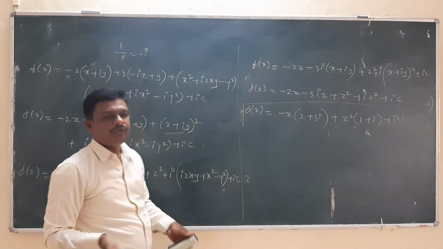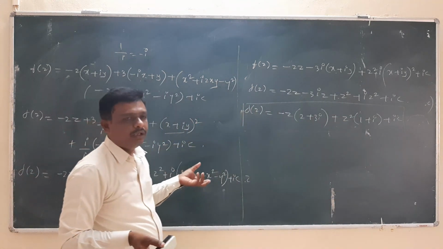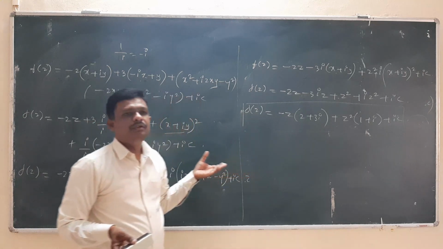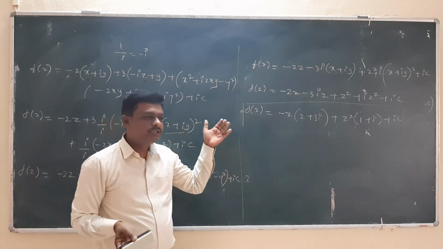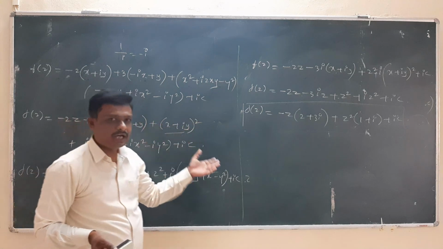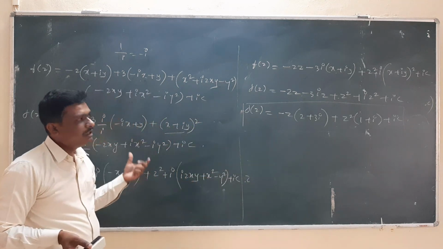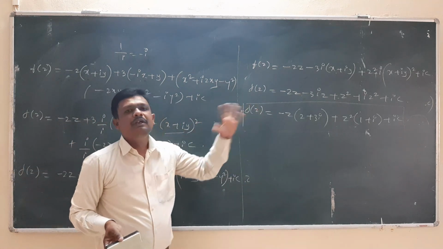So in this video we have solved this example on conjugate function, that is to find v. In this example, first we proved that the given function is harmonic, then we found v, then we expressed this in terms of f of z.